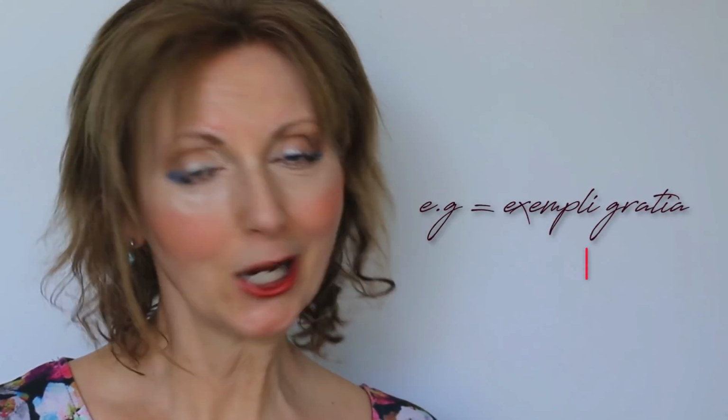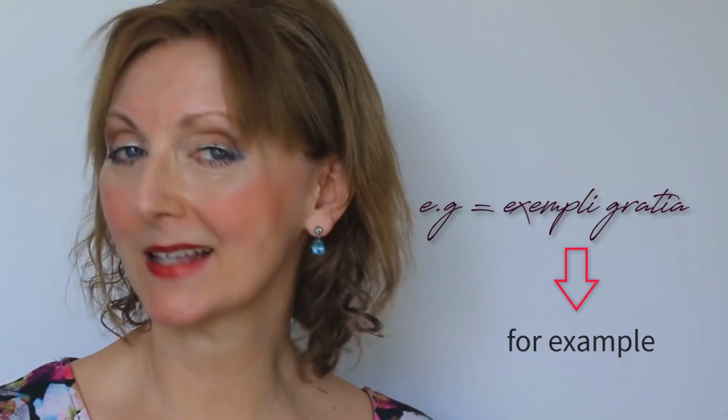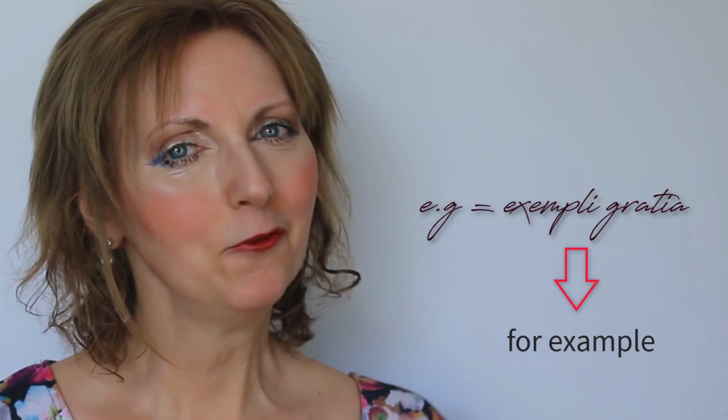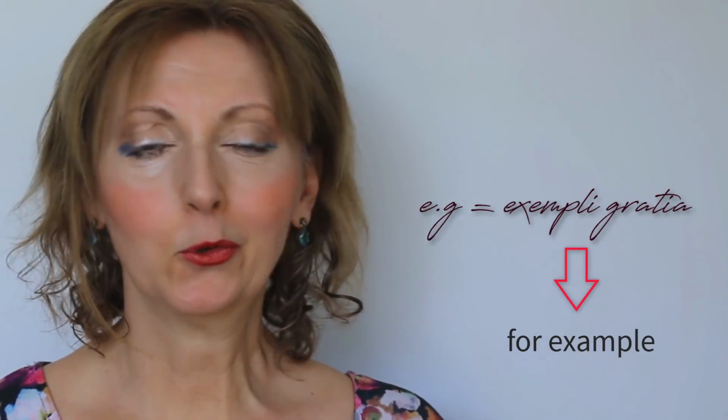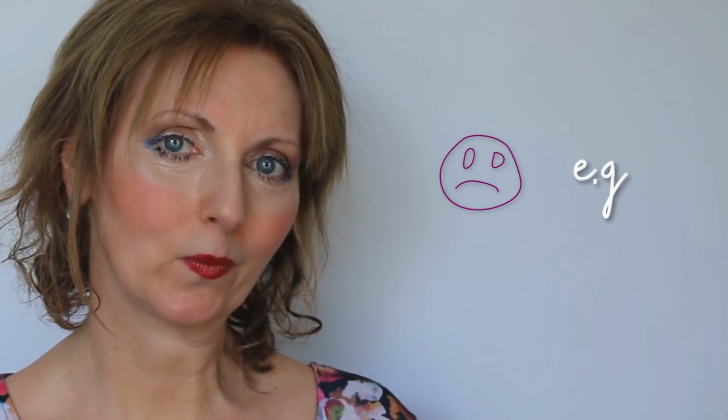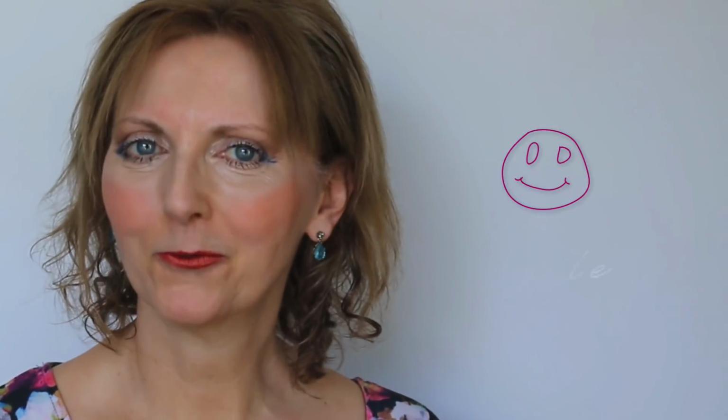E.g. is the Latin term exempli gratia, which simply means for example. If we use it in formal writing, so if you're doing academic writing, in essays, or even in business you can probably get away with using the symbols, but if you're writing essays, we would need to spell it out. We shouldn't use the symbol e.g. And because it means for example, that's what we need to spell out, for example.